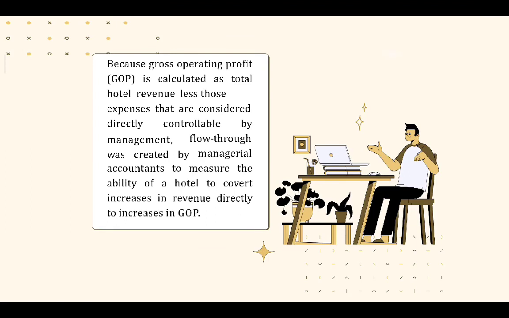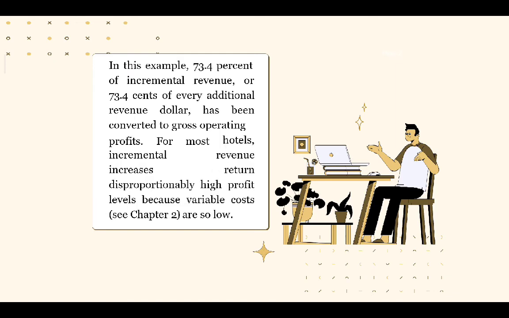Because gross operating profit, or GOP, is calculated as total hotel revenue less those expenses that are considered directly controllable by management, flow-through was created by managerial accountants to measure the ability of a hotel to convert increases in revenue directly into increases in GOP. In this example, 73.4% of incremental revenue, or 73.4 cents of every additional revenue dollar, has been converted to gross operating profits.